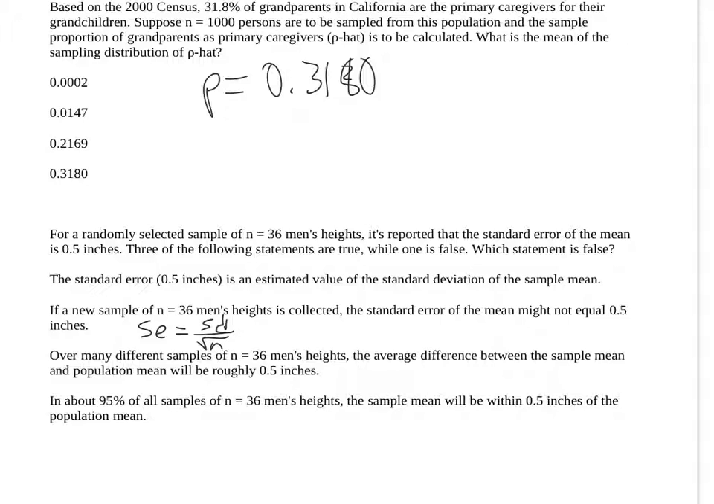In 95% of all samples of n equals 36 men's heights, the sample mean will not be within 0.5 inches of the population mean. Okay, and you can cite the empirical rule as the reasoning for that. You could say, well, the standard error is the average difference between the sample mean and the population mean. That doesn't mean that 95% of them are all going to be within 0.5 inches. Then it wouldn't be an average, right? That wouldn't be a very good average if 95% of them are within 0.5 inches. So this is the one that is not true.